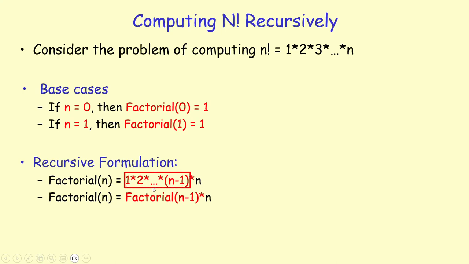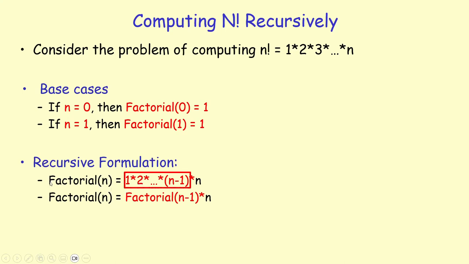You can easily see that in order to compute n factorial, you need to compute n minus 1 factorial first and multiply the result with n. So basically, we are creating a subproblem of size n minus 1, which is a smaller scale than the original problem of size n, but has the same structure.